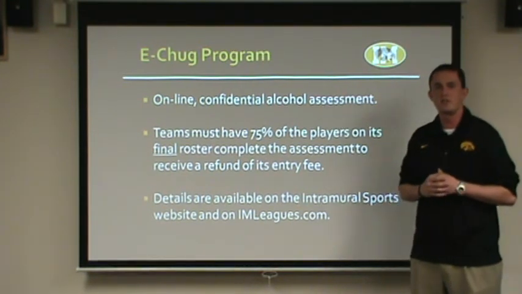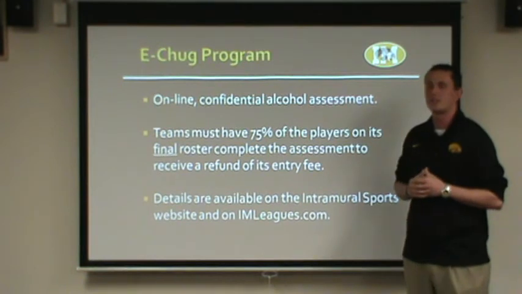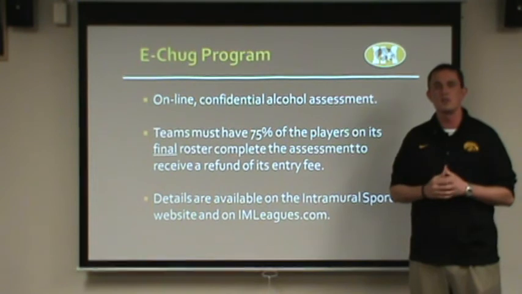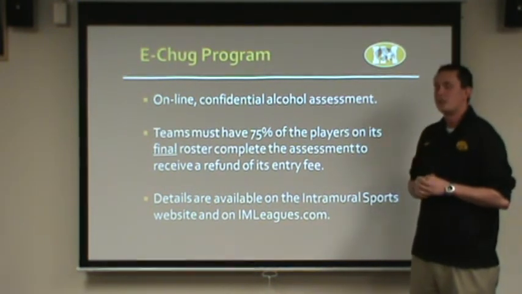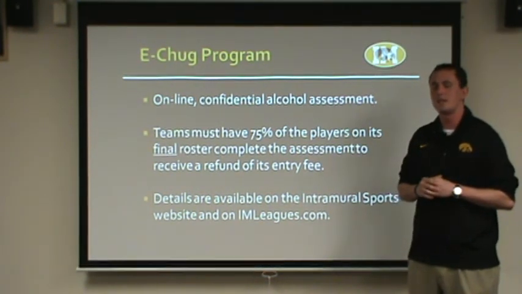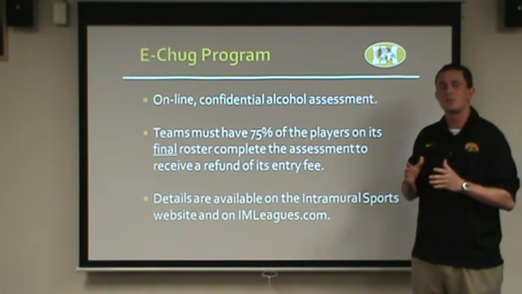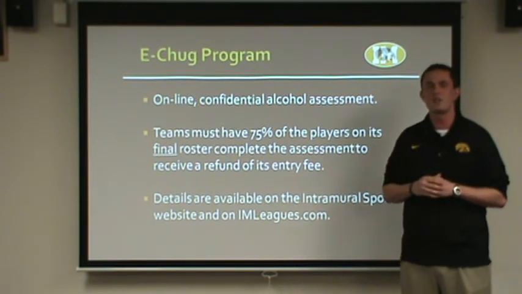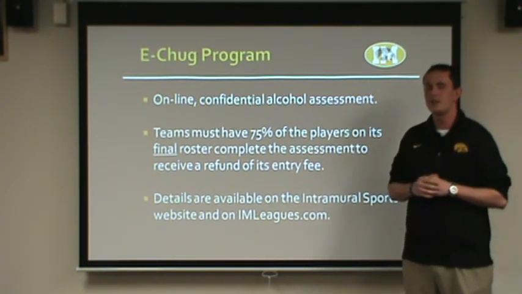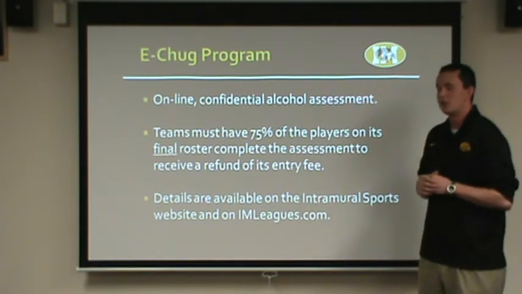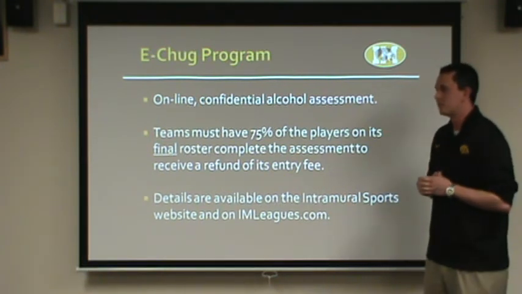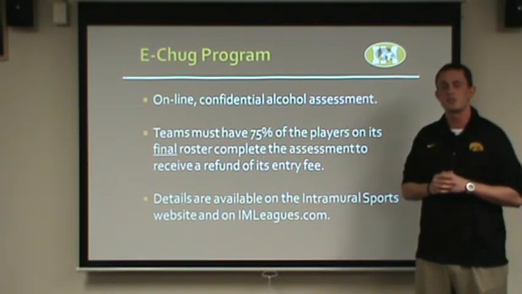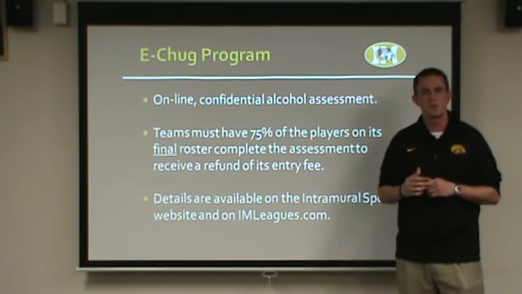Also, a partnership we have with some folks on campus is the eChug program. It's an online confidential alcohol assessment. And the offer we have to you and what you can do to take advantage of this is if you have 75% of your team's final roster, so once our championship night has ended, we will go back and look at the rosters. And if you have 75% of those folks on your roster that have completed the eChug alcohol assessment, you will receive a refund of your entry fee. Details about this program are available on the Intramural Sports website through Recreational Services and on imleagues.com, which Mike talked about earlier.